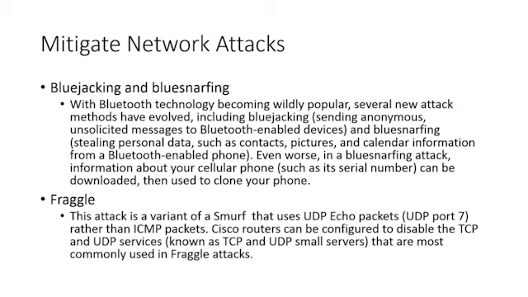A Fraggle attack. This is a variant of a Smurf attack, and we're going to talk about Smurf attacks here in just a second. But this uses UDP echo packets rather than ICMP packets. Now, Cisco routers, to stop this, can be configured to disable the TCP and UDP services that are most commonly used in these type of Fraggle attacks. So not super popular, but I wanted you to be aware of it.